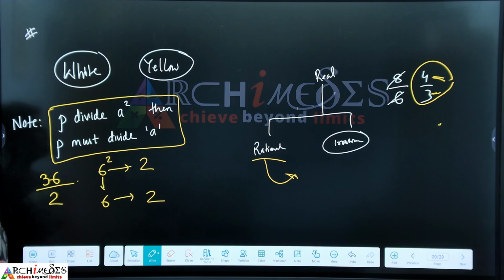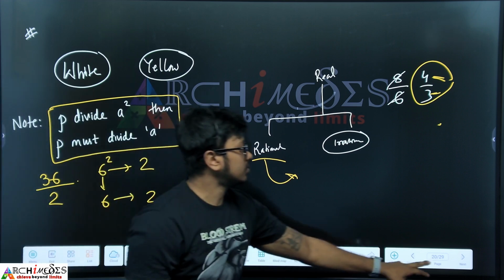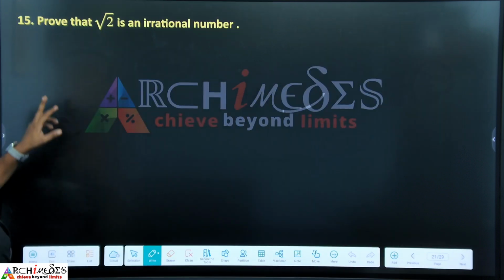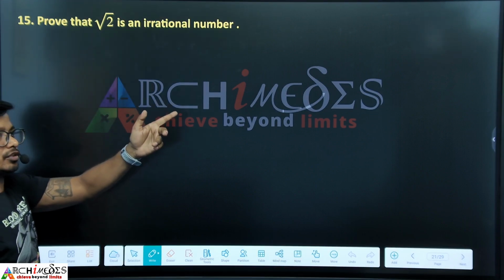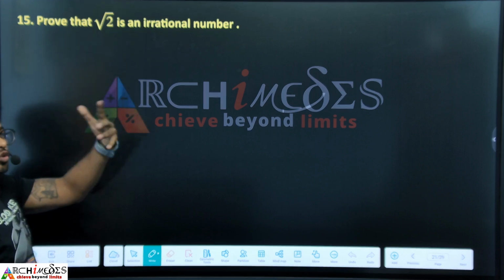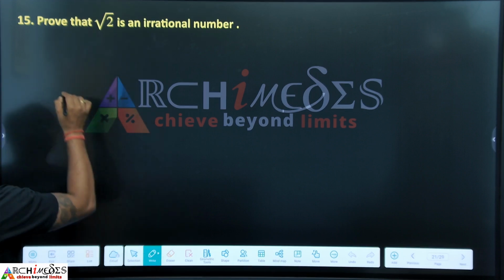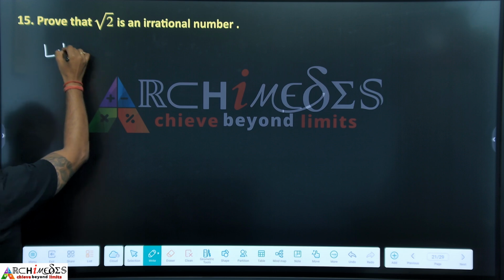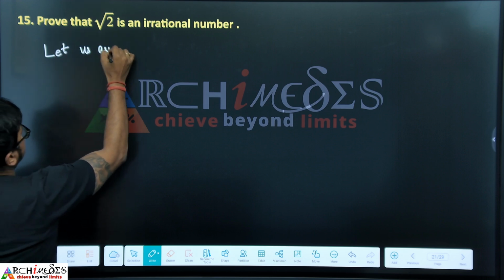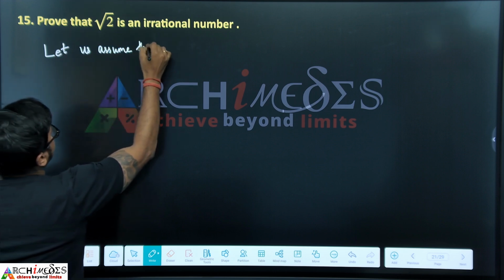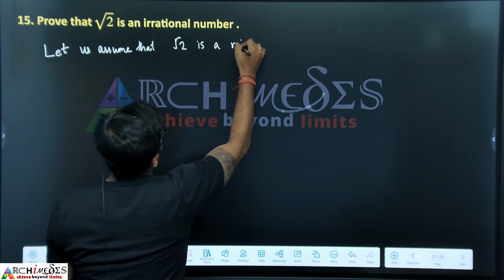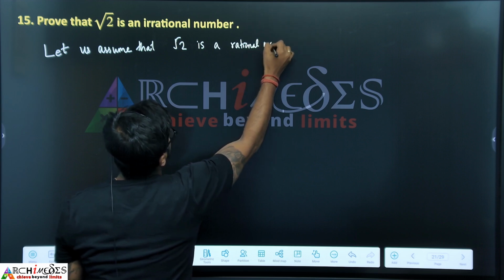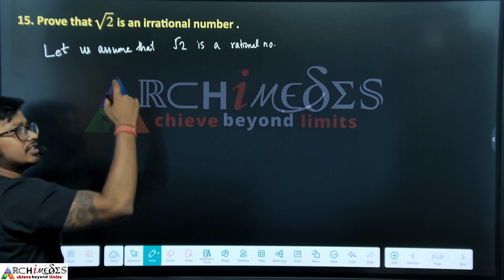Clear? So this is the case. So look over. Whenever we are doing root 2, I am only teaching one part, that is root 2. All the processes are the same. So if there is root 3 or root 5, clear? Then let us assume that root 3 is a rational number. If you understand one question, you can easily solve the other. It is the same only. Clear?